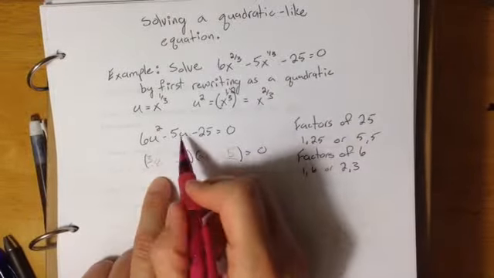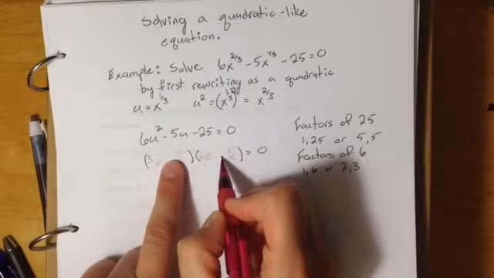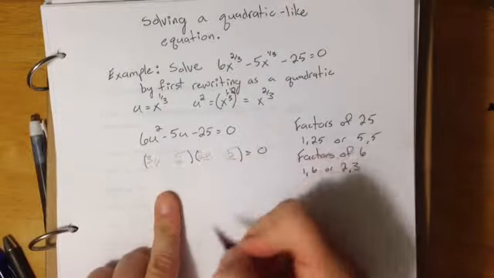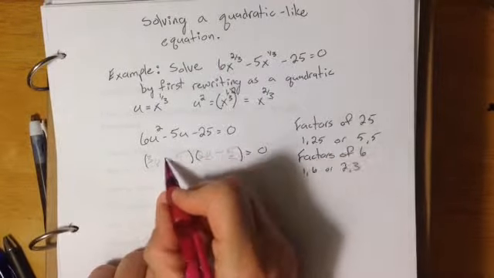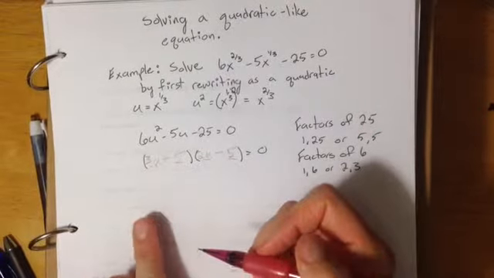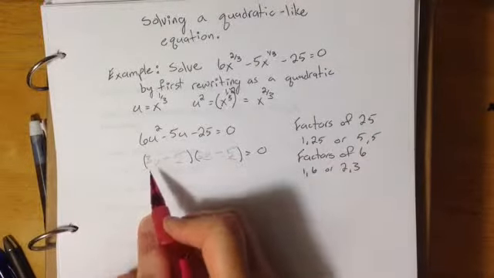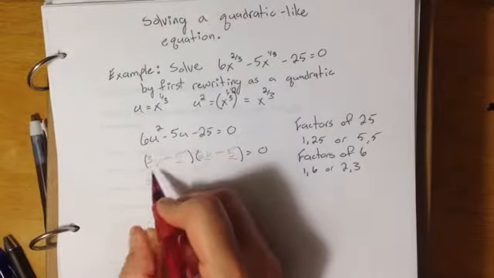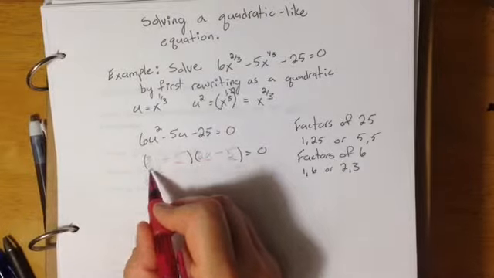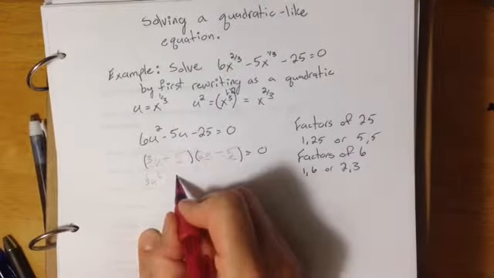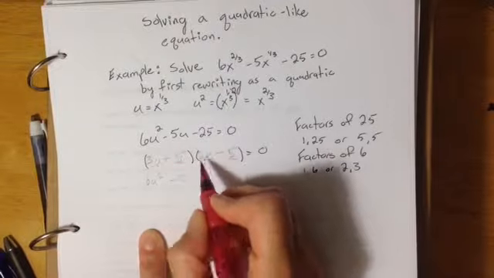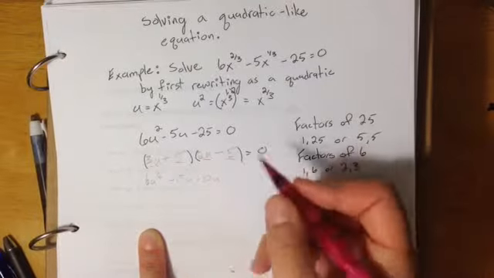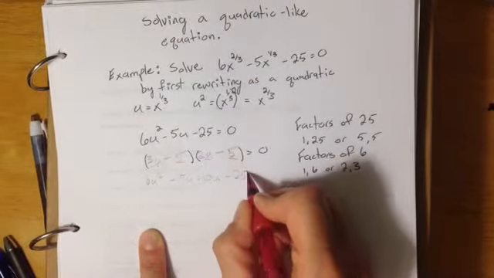Now one of these 2 5s is going to have to be negative, so that they'll multiply together to be negative 25. So let's just pick one and make it negative. Now I'm going to multiply this out and see what happens. I'm just going to FOIL. My first 2 terms multiply together to be 6u squared, which is good. My outside terms are negative 15u. My inside terms multiply together to be 10u. And my last 2 terms multiply together to be negative 25.